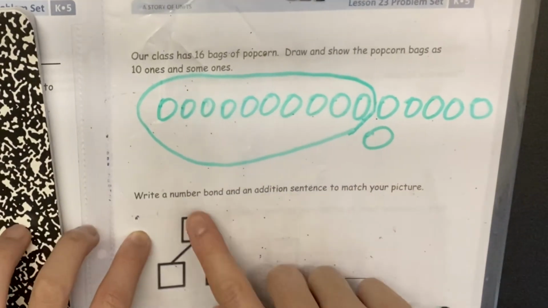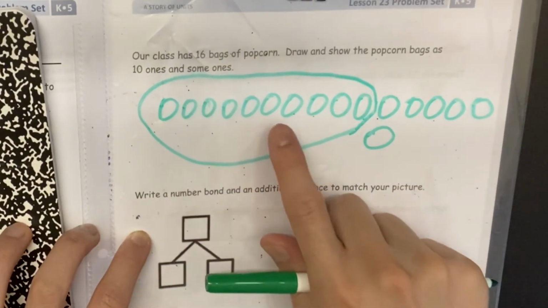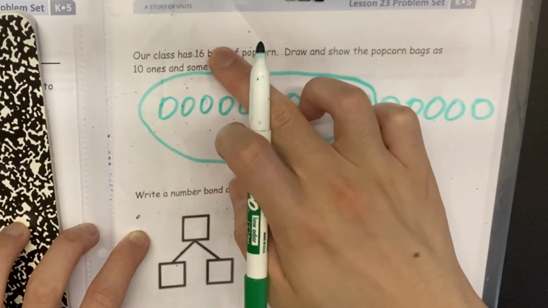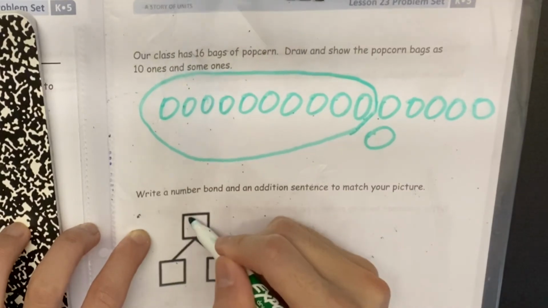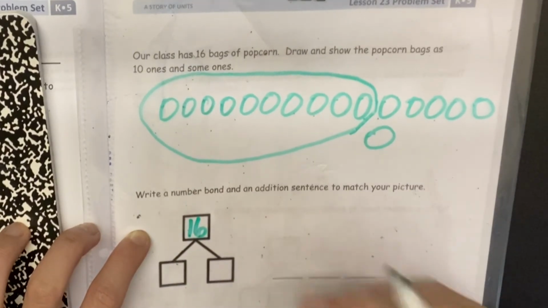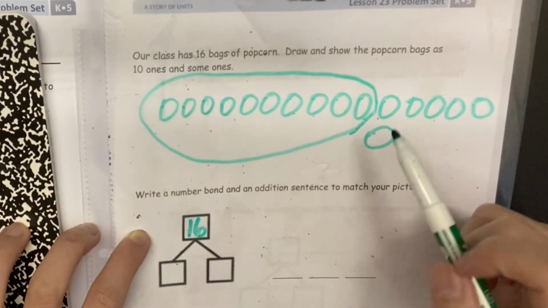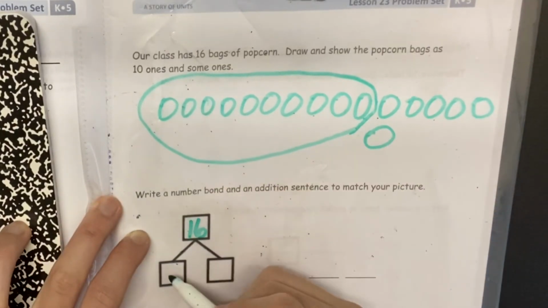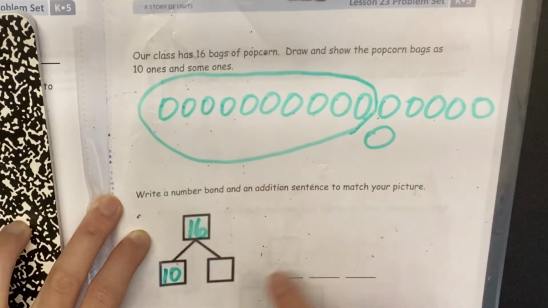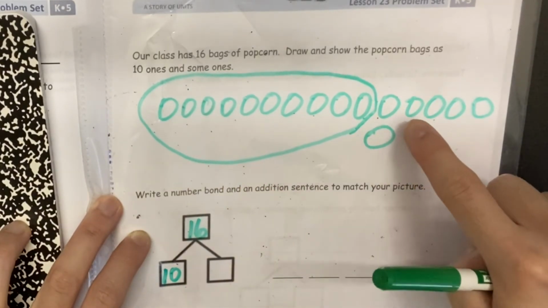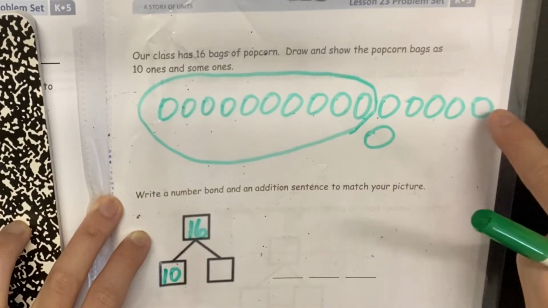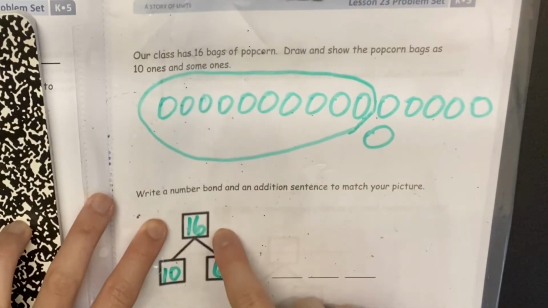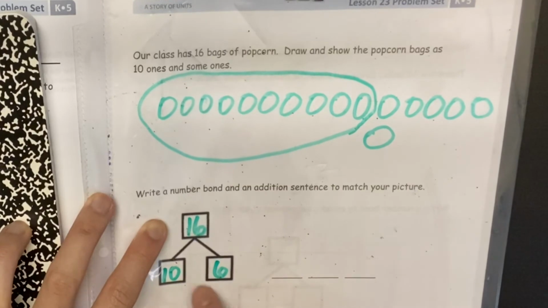Now let me draw my number bond to match my picture. So over here it said there are 16 bags of popcorn. So I know my whole is 16. It already told me my whole. Now, what are my parts of the whole? Oh yeah, it was 10 ones because I circled the 10 ones and some ones. Let me count the some ones. 1, 2, 3, 4, 5, 6. So I can see this as 16 equals 10 plus 6.